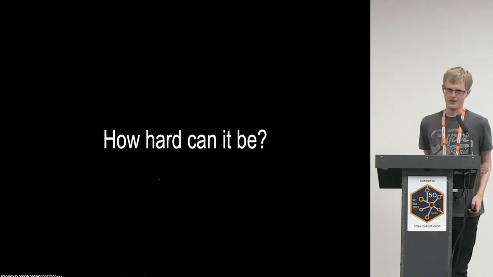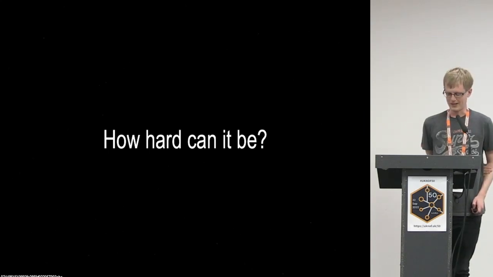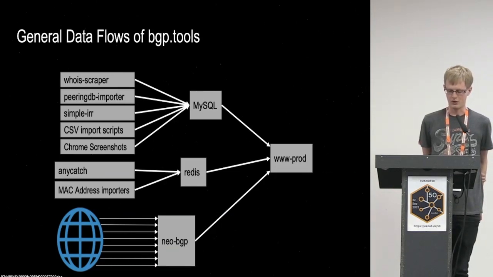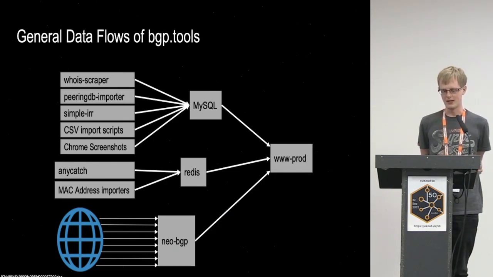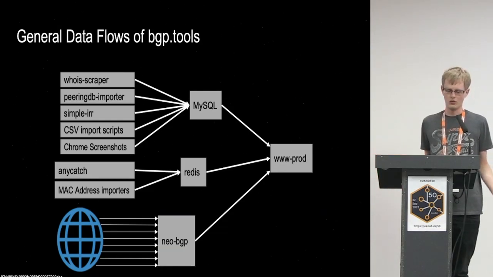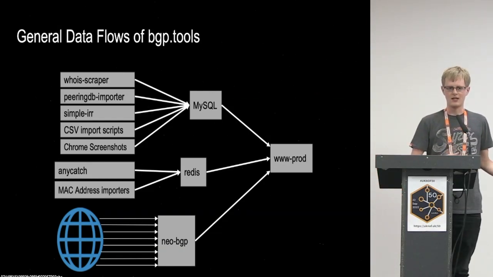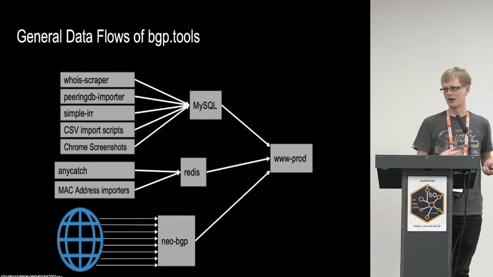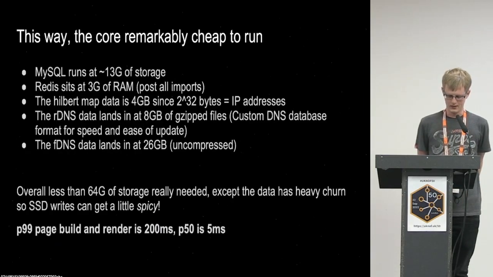So you may be thinking, this is all very well and nice, but how hard can it be to make a site like this? And this is generally what the data flows of bgp.tools looks like. There's generally 3 data sources. Whatever goes into MySQL is the stuff that lives on for more than 24 hours. Things like Whois and PeeringDB information, Chrome, the snapshots from websites all live in MySQL. And then you have Redis, which contains the more volatile data, things like the MAC addresses and whether things are anycast or not, because that can change relatively quickly. And then finally, there's the actual BGP data, which we're going to get into shortly, which is actually a newer custom data format.